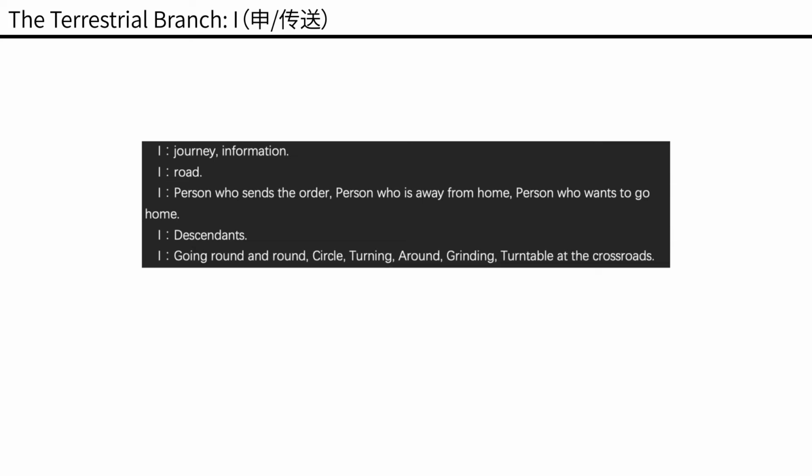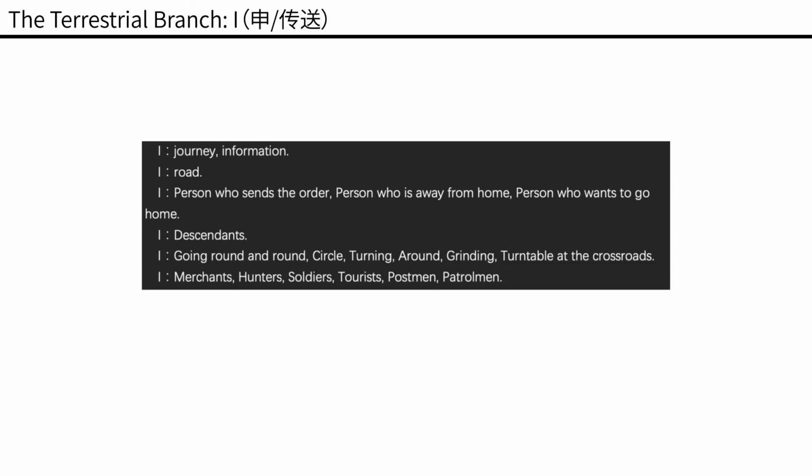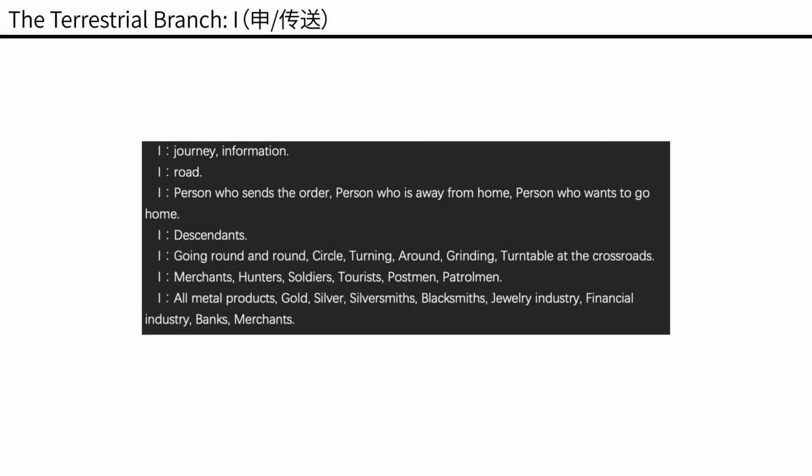I has the image of going round and round, so I represents circle, turning, around, grinding, the turntable at the crossroads. I represents people who often need to travel on business, merchants, hunters, soldiers, tourists, postmen, and patrolmen. Because the attribute of I is metal, I represents all metal products, gold, silver, silversmith, blacksmith, jewelry industry, financial industry, banks, merchants, etc.